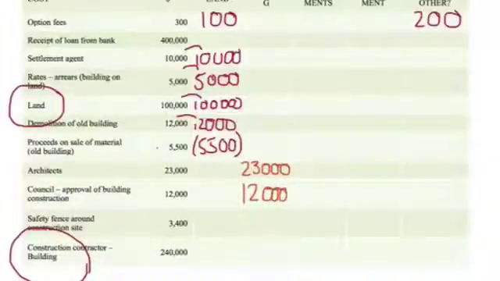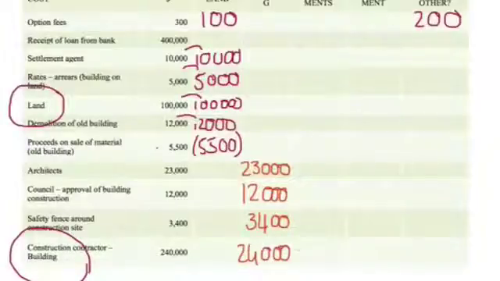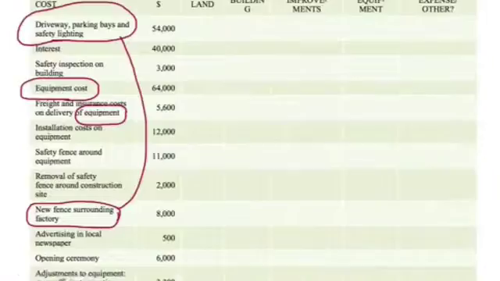The safety fence around the construction site. So even though it's not a permanent fixture, it's a cost that we can directly attribute to the construction of the building. Okay, the cost relating to the construction contractor, that's a straightforward one for the building. Okay, and then let's move on to the next slide.